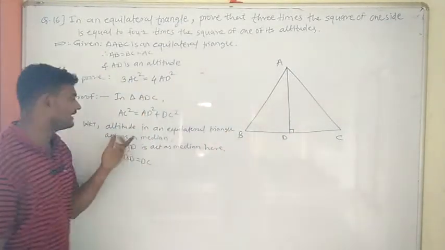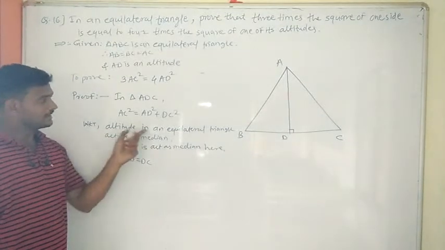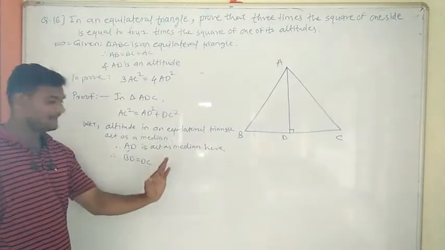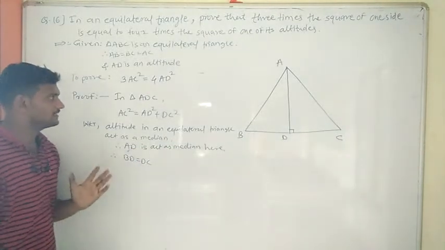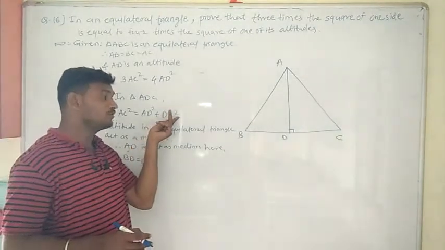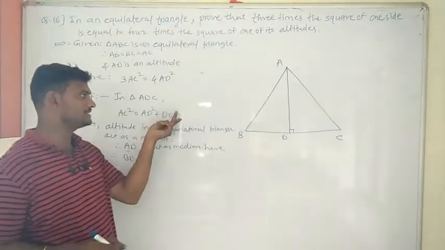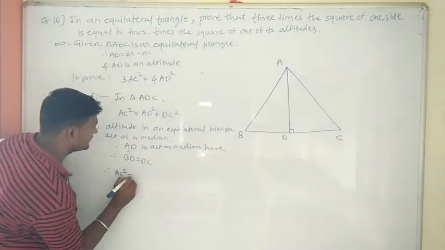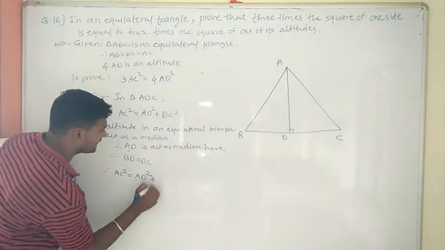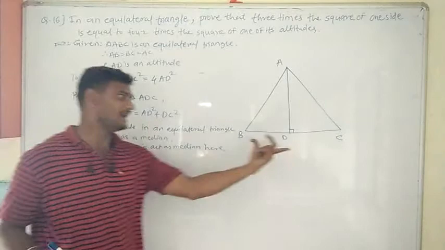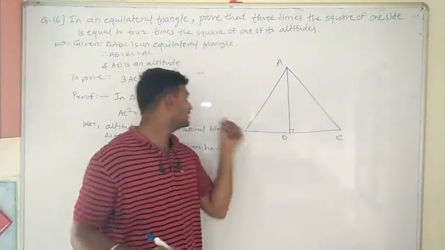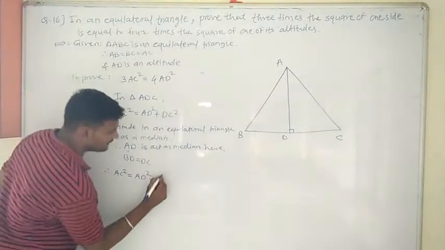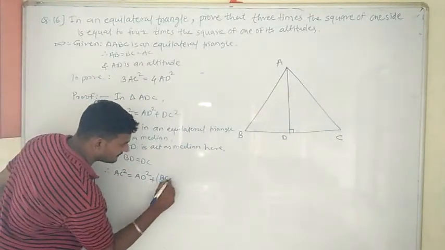Otherwise, you can write like this. Altitude in an equilateral triangle acts as a median. Therefore, AD acts as a median here. BD is equal to DC, we got. Now we have to remove this DC. See here. Therefore, AC square is equal to AD square plus, instead of DC, can I write BC by 2? Yes, instead of DC, I will write BC by 2 bracket square.